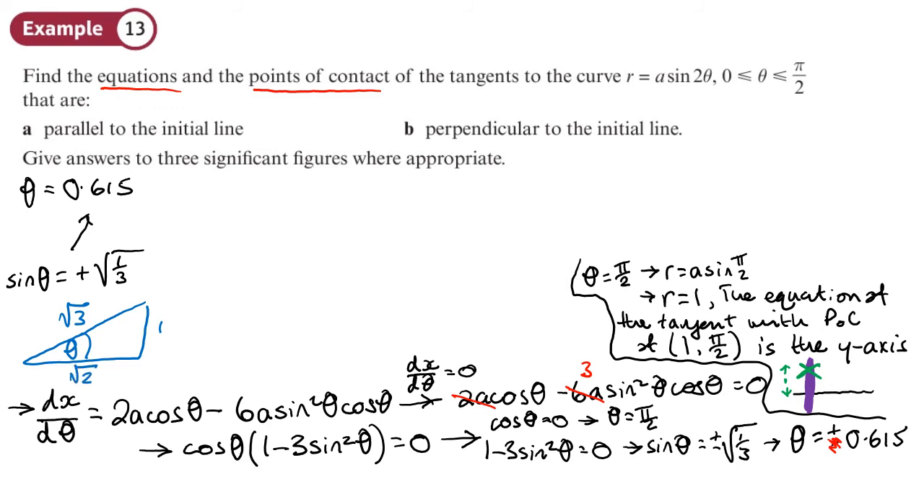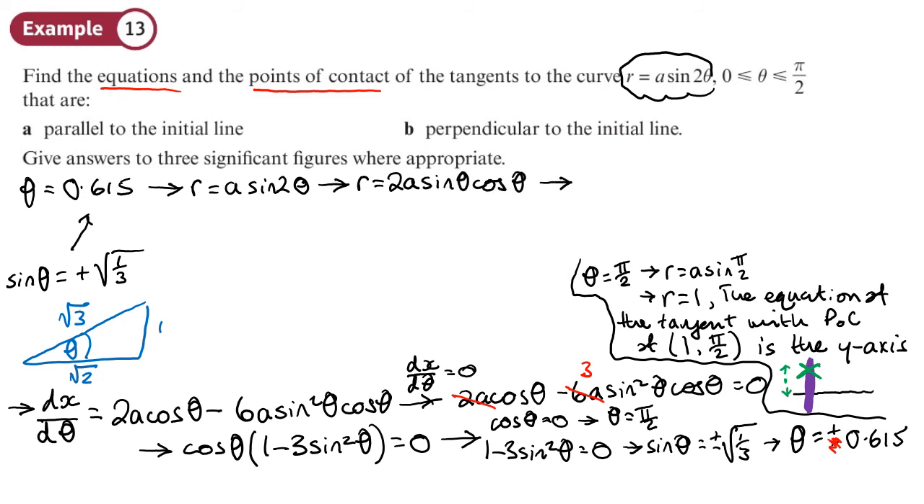Now we want to find the value of r from this value of theta. So we go back to the equation. r equals a sine 2 theta. Now what we can use is the double angle for sine. So we'll have r equals 2a, because we're going to replace the sine 2 theta with 2 sine theta cos theta. That allows us to find the exact value. So r equals 2a times, now what was sine theta? Root a third.